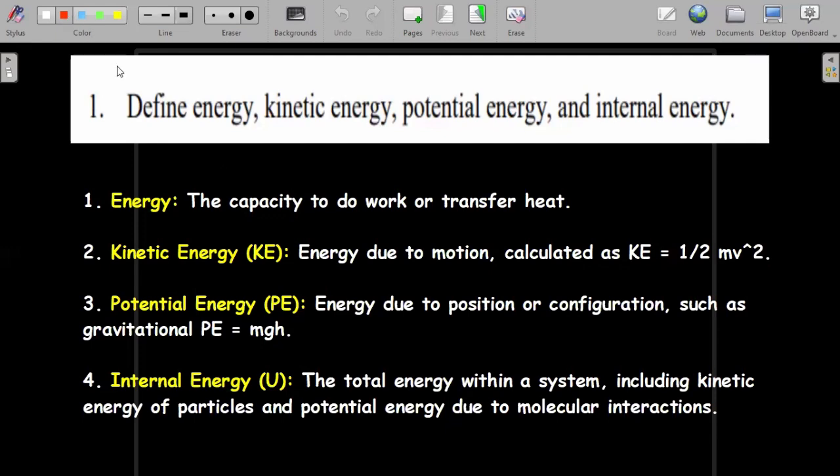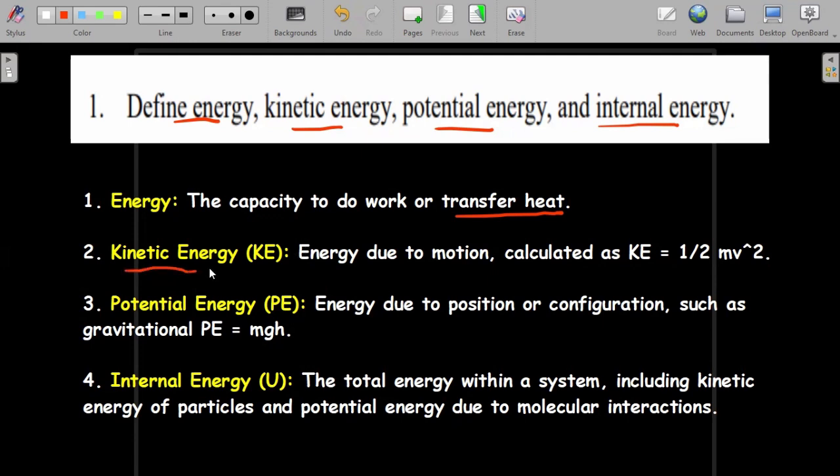The first one says define energy, kinetic energy, potential energy, and internal energy. I've written down the definitions for you. Energy is simply the capacity to do work or to transfer heat. That's how we can define energy.